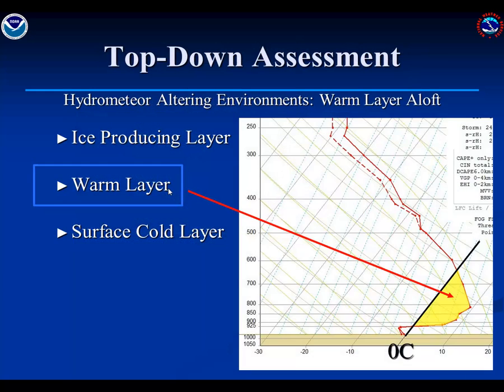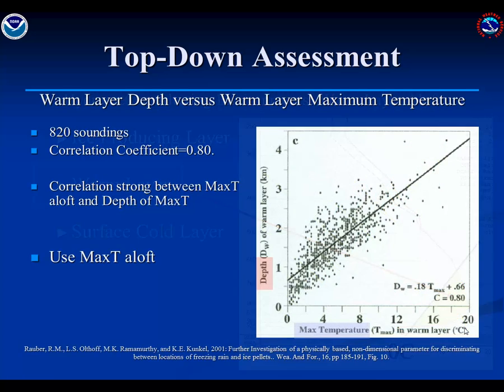So after we go through the ice producing layer, the next layer we want to look at is the warm layer. Here it's just depicted in yellow, this large bulging warm layer over 0 Celsius. So here our maximum warm layer temperature is nearly 10 Celsius.